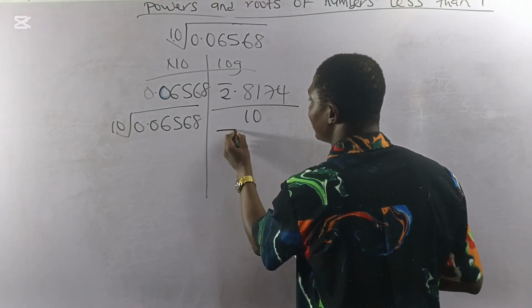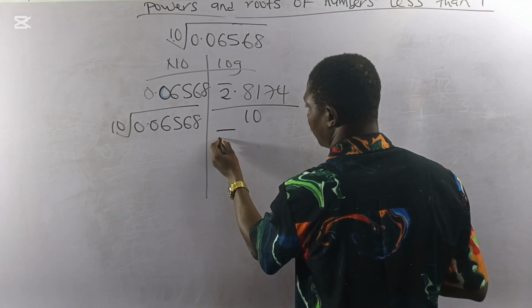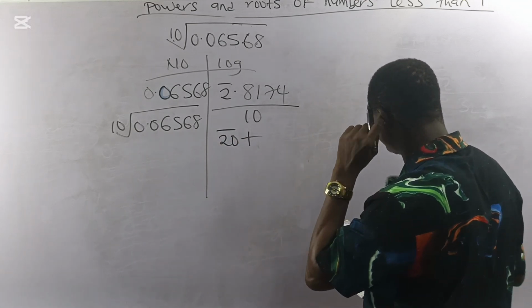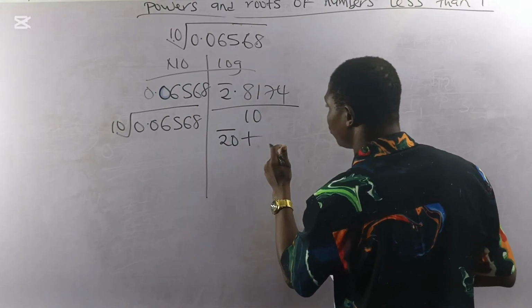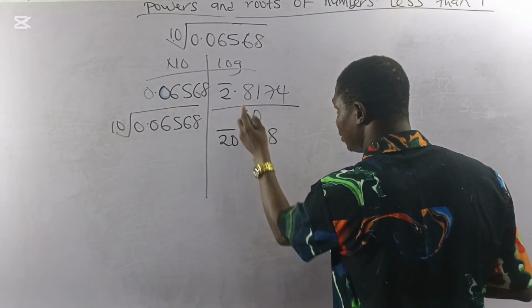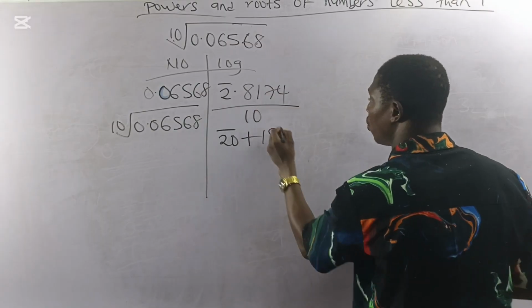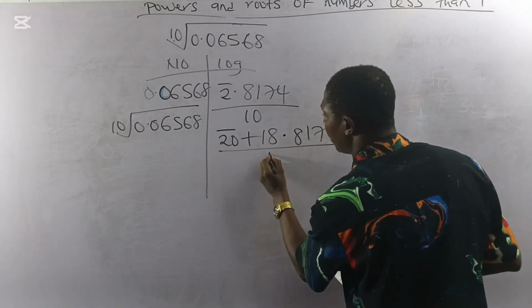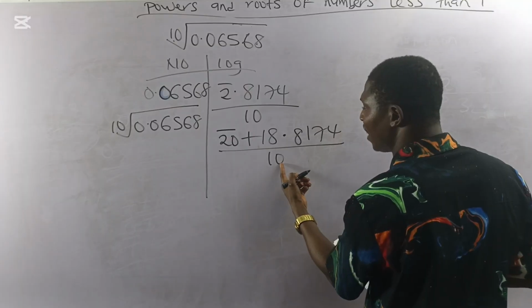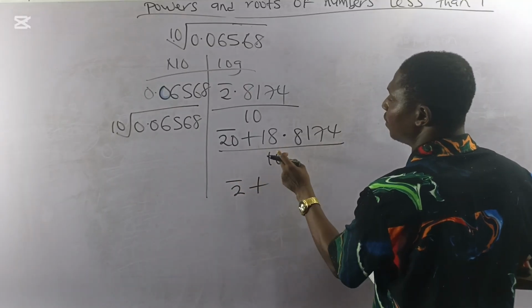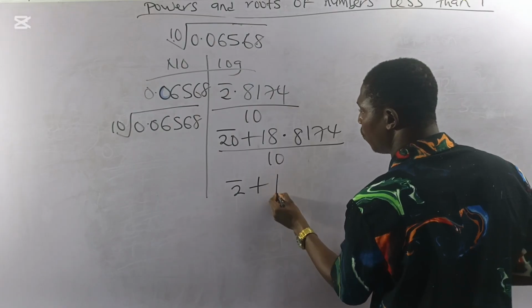So I will simply have bar 20. But 20 plus what will give me bar 2? 18. Minus 20 plus 18 will give me minus 2, which is bar 2. So I have my point 8174 all over 10. Bar 20 divided by 10 will give me bar 2. Then I have plus 18 divided by 10, which will give me 1, remainder 8.